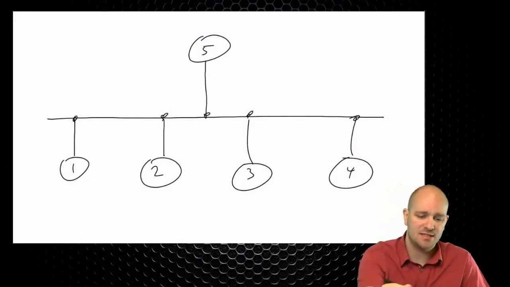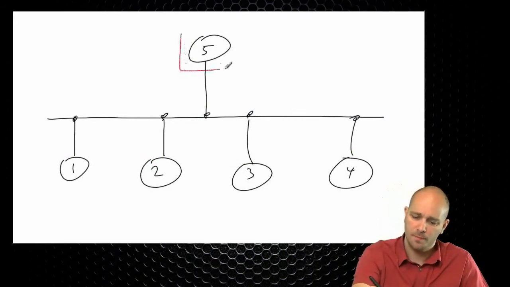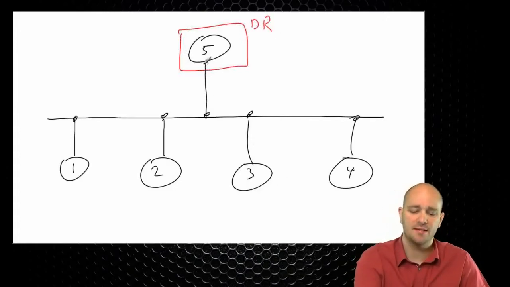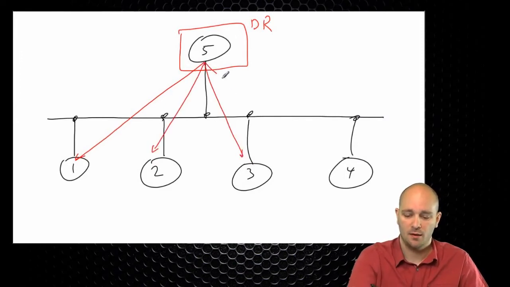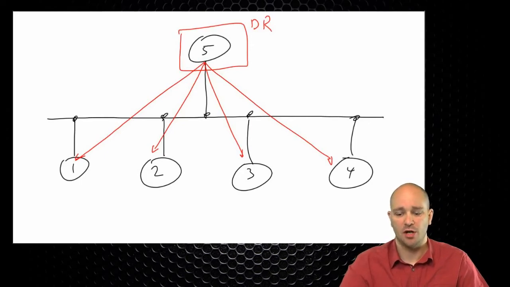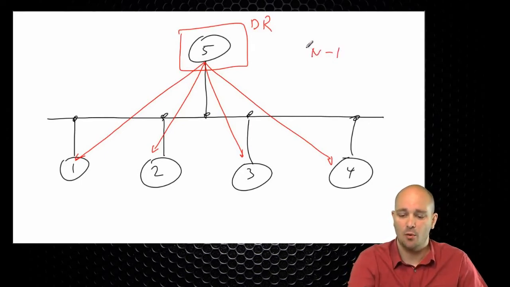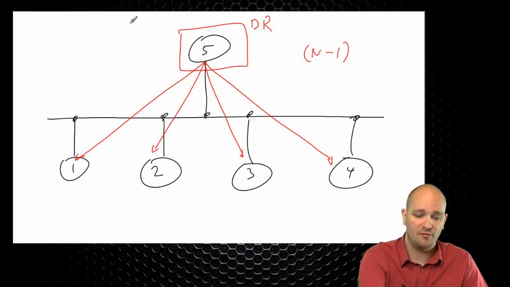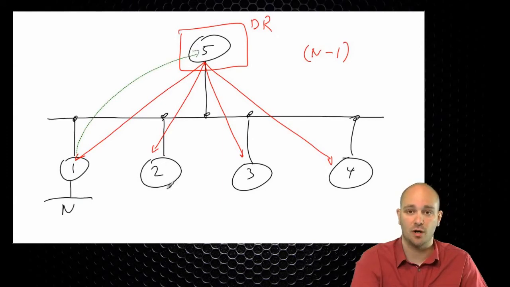So in this case, let's just say that for whatever reason, R5 here became our designated router. What's going to happen is that R5 is going to maintain the adjacencies with these 4 routers here. So the number of adjacencies is now n-1 in our network. That means that we have this virtual hub and spoke of information exchange. So when we have our network N here from R1 that needs to get advertised, R1 is going to send that information to R5, and R5 will fan it out where it needs to go.